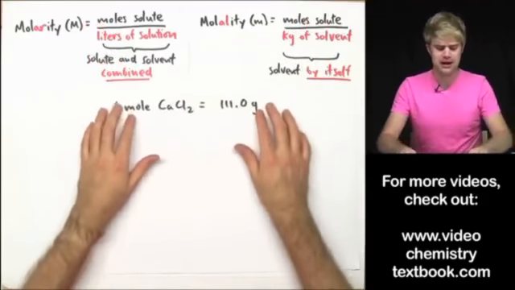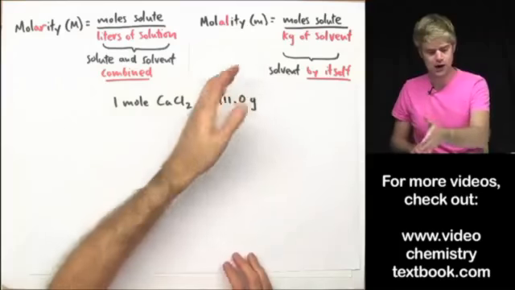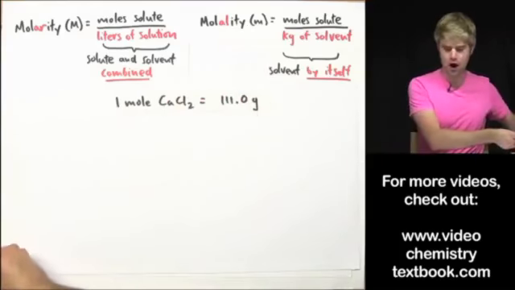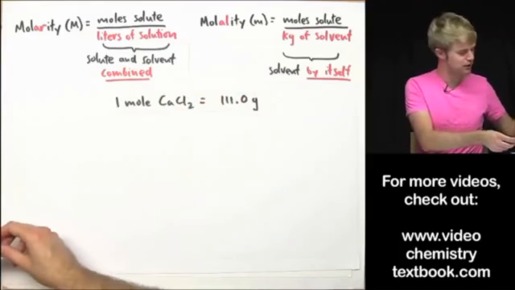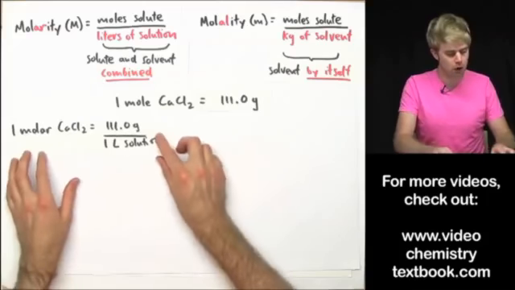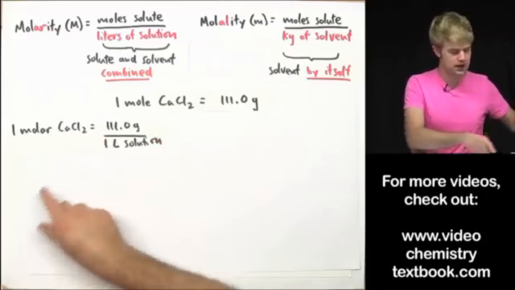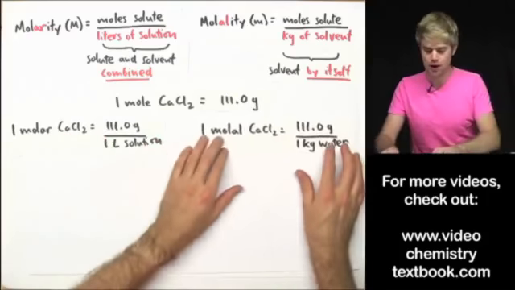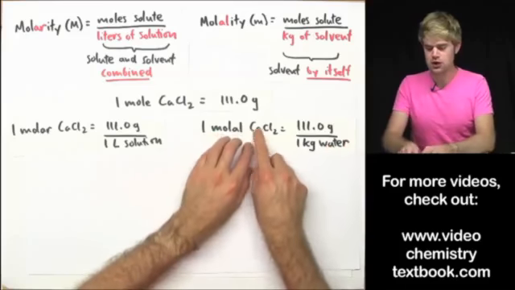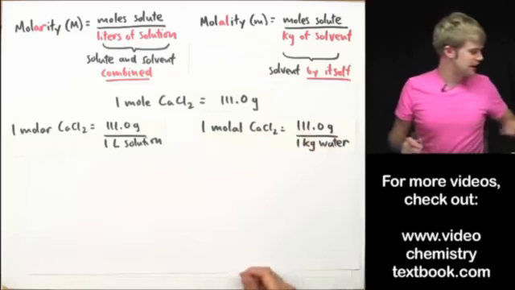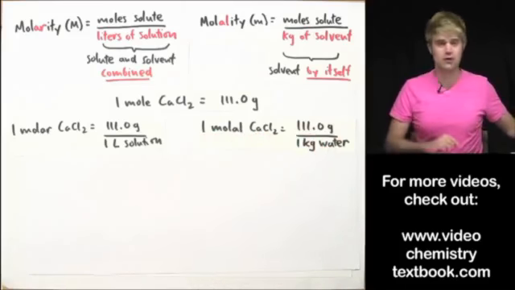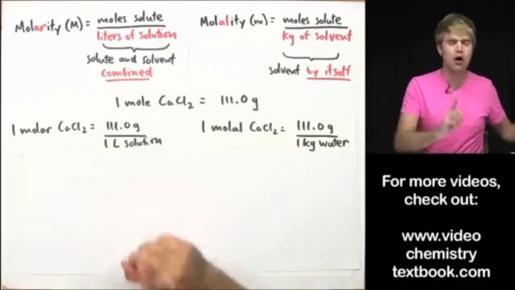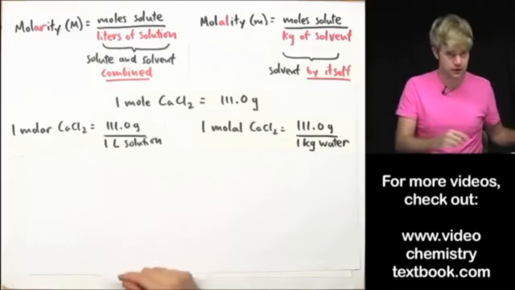And let me show you what that actually means and why it's important. Let's talk about making a molar and a molal solution of calcium chloride, which has a molar mass of 111.0 grams. So to make a 1 molar solution of CaCl2, I'll take 111 grams and dissolve it in 1 liter of solution. And to make a 1 molal solution of calcium chloride, I'll take that same 111 grams and dissolve it in 1 kilogram of water.